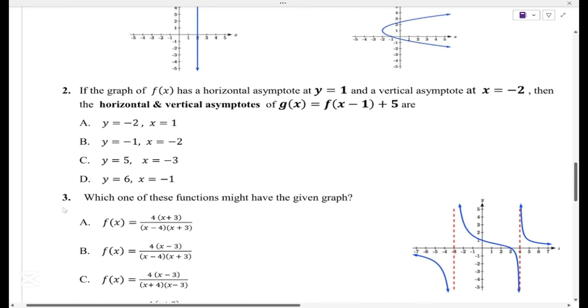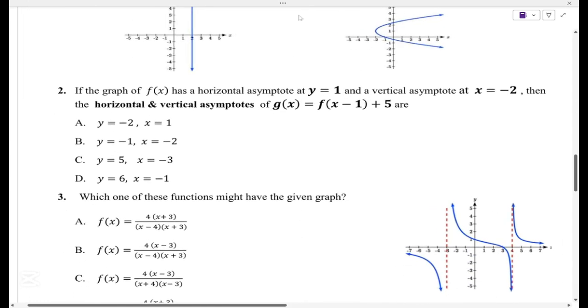For question number 2, if the graph of the function f has a horizontal asymptote at y equal to 1 and a vertical asymptote of x equal to negative 2, then what are the horizontal and vertical asymptotes of the function g, which is f of (x minus 1) plus 5? So here, let's analyze the transformation.